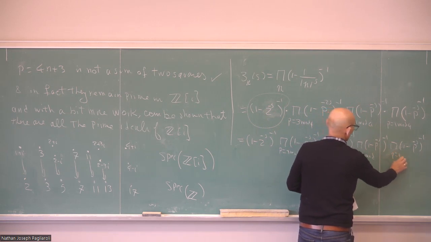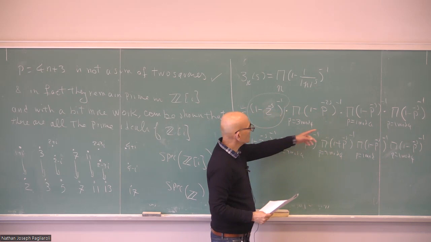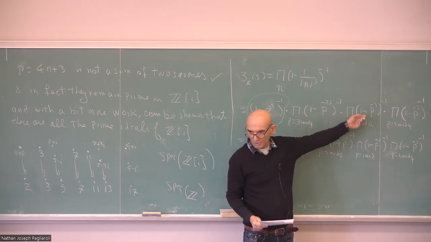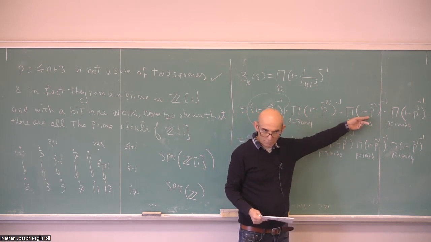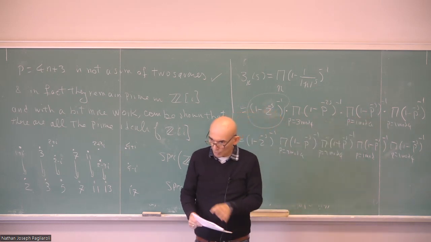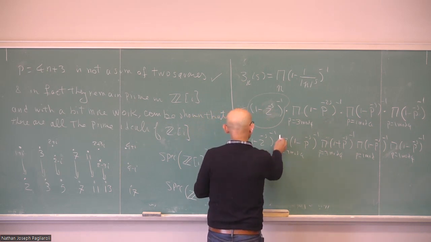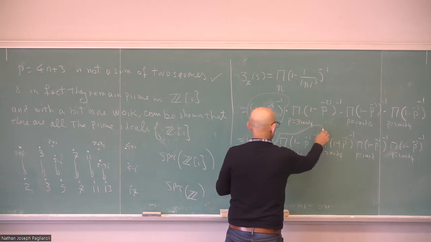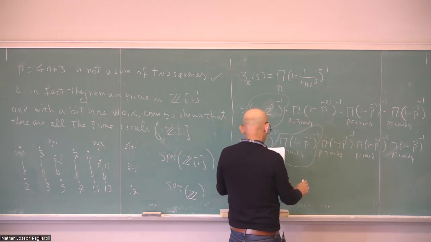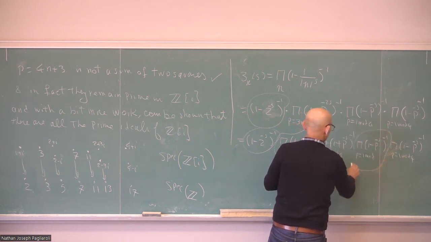And p is equal to 1 mod 4. I just decompose this as 1 plus p times 1 minus p, that's it. So I just split everything now. So now I just take this part together with this part, together with this, 1 mod 4, one factor here.